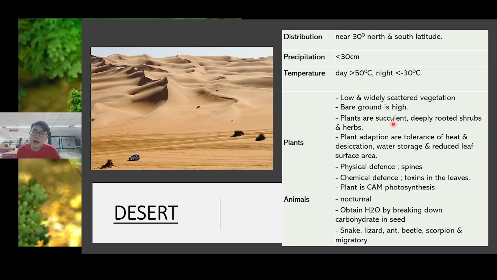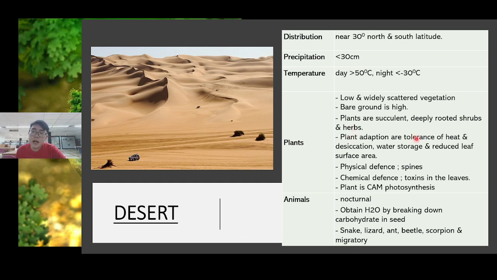And then the plant's leaves are succulent, deeply rooted, sharp and herb. So the root of the plant is very deep because they have to take water from the bottom part.